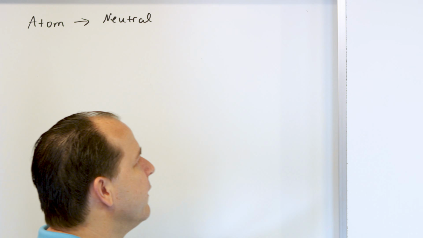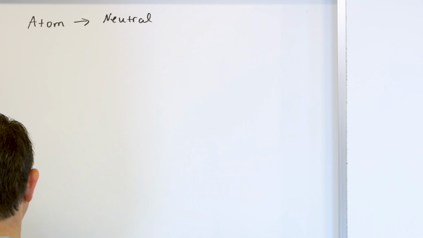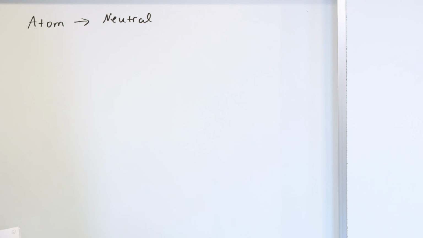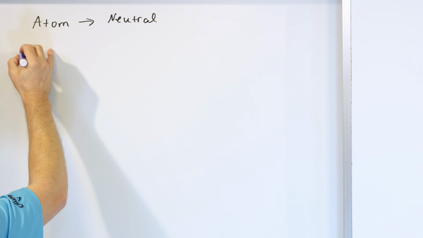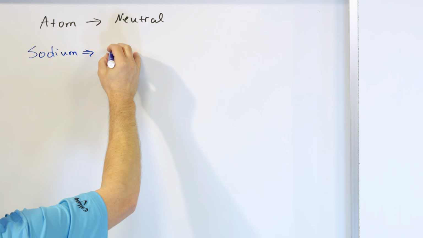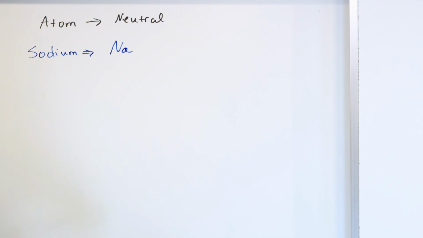And that's what's around you all the time. Everything I'm touching is a neutral object, essentially. So let's take a concrete example of that. I could pick any element on the periodic table, but let's talk about sodium. And sodium has the symbol Na, which we've looked at many times.